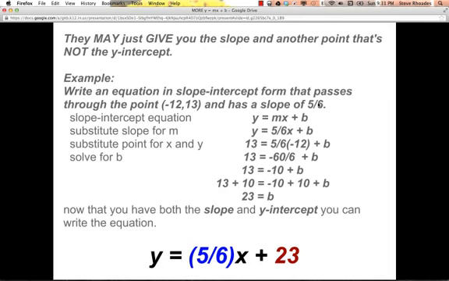Again, those are probably the two simplest ways of coming up with an equation y equals mx plus b. If they give you the slope, your job's halfway done. If they give you the y-intercept, it's all just substitution. They give you a point that's not the y-intercept. You have to do a little bit of work to find the y-intercept, but that can be done.